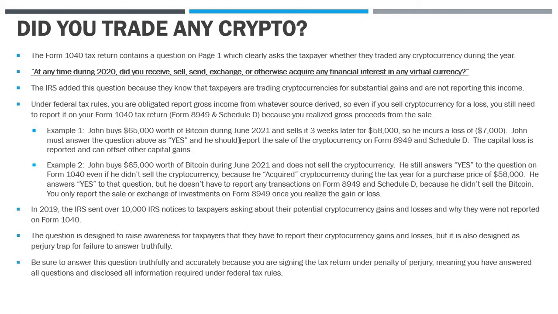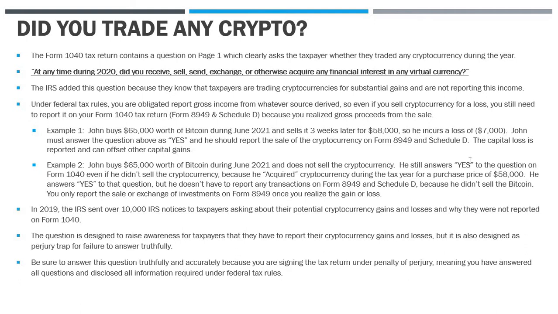So if we look at two examples here, we have John buys $65K worth of Bitcoin, sells it 3 weeks later for 58, so he has a loss of 7. Well, for John's tax return, he's got to answer the question yes, right? So he did buy and sell crypto during the year. And then he has to report the sale on Form 8949 and Schedule D, right? So the capital loss, short-term capital loss can be used to offset other capital gains. So it does make sense for John to report this because he wants to leverage the losses.